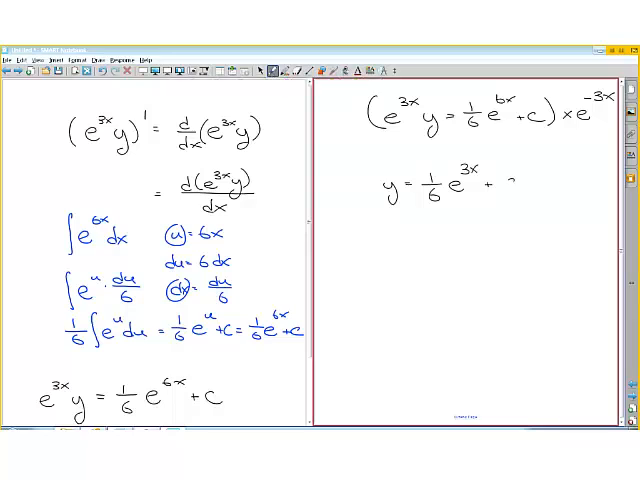So we get to c, that's not x, that's multiplying. Let's put that as a dot, just to make sure we're clear. So we're multiplying it by that, so you get c e to the minus 3x. And that should be the final answer. So let me look in the book. y is equal to 1/6 e to the 3x plus c e to the minus 3x.